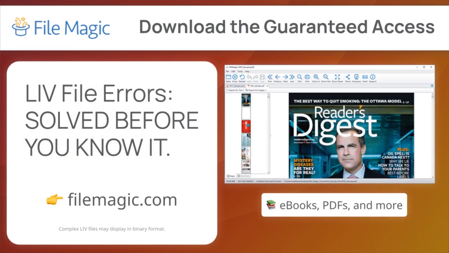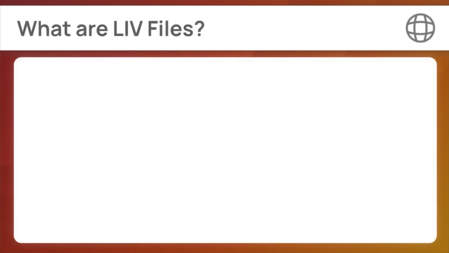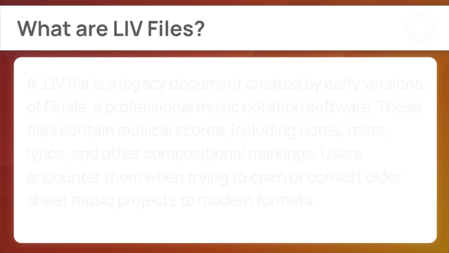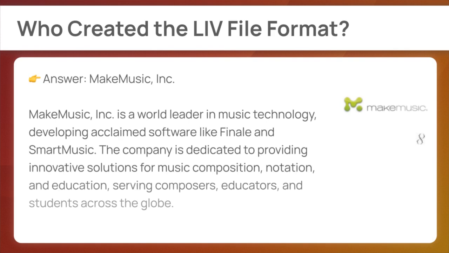A LIV file is a legacy document created by early versions of Finale, a professional music notation software. These files contain musical scores, including notes, rests, lyrics, and other compositional markings. Users encounter them when trying to open or convert older sheet music projects to modern formats.